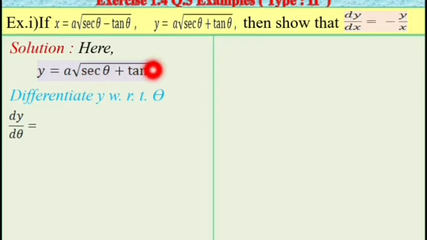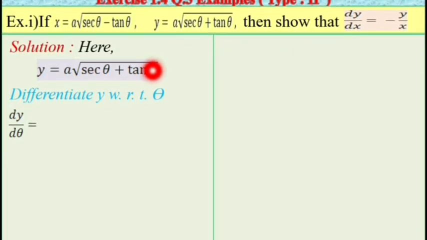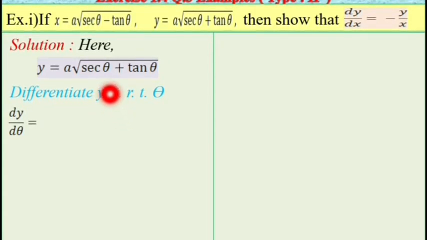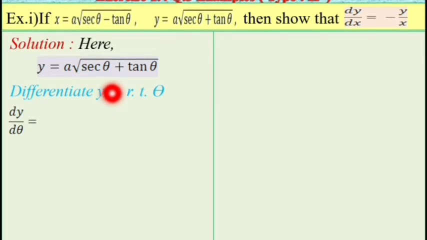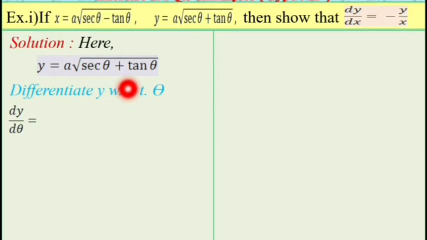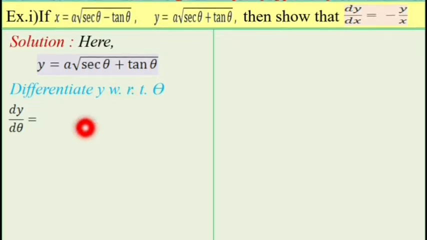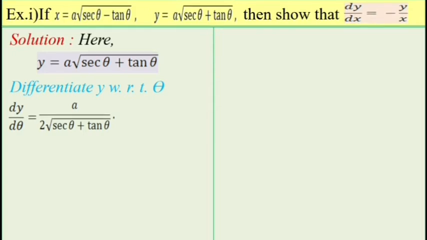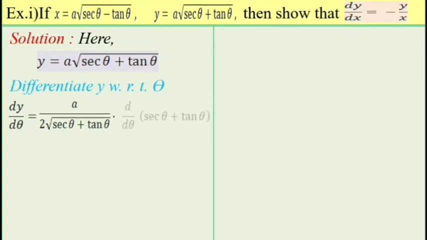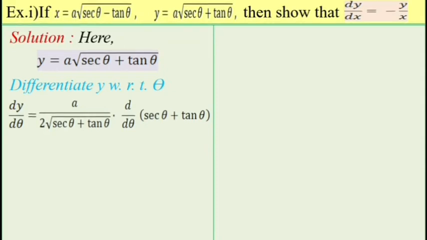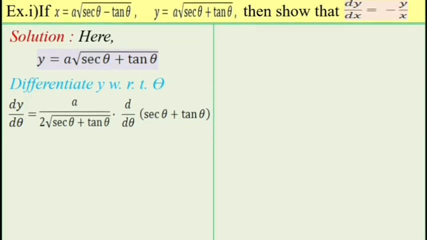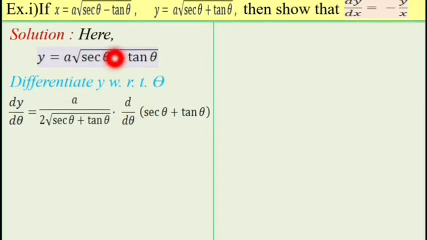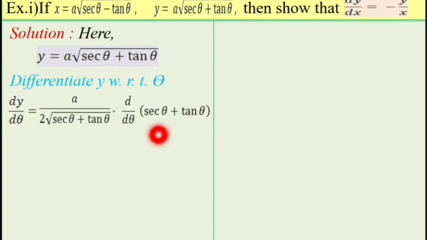Then we get dy by d theta equal to, here a is constant, and we know that the derivative of root of f of x is 1 upon 2 root of f of x into the derivative of f of x. Therefore dy by d theta equal to a upon 2 root of sec theta plus tan theta into d by d theta of sec theta plus tan theta. That means firstly take the derivative of the root, and then by the composite rule take the derivative of sec theta plus tan theta.